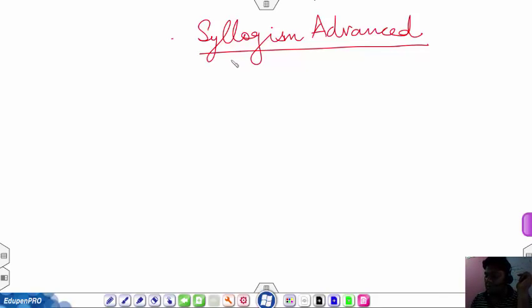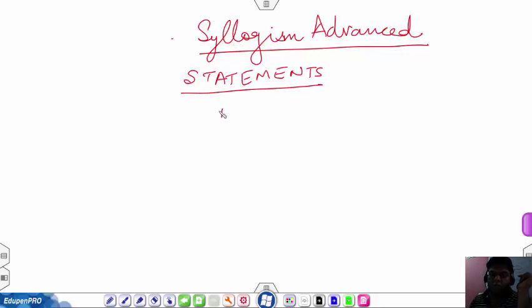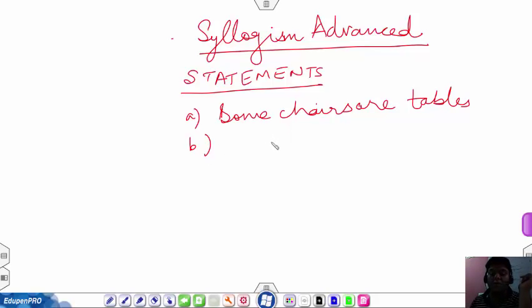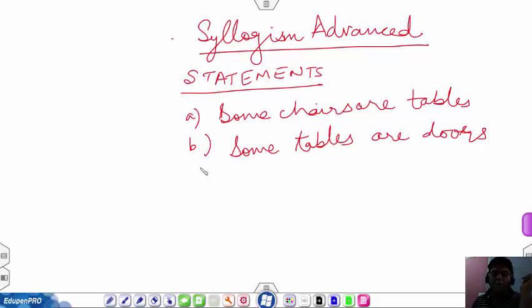So let's have a sample question. The question says there are two statements given by the author. The first statement says some chairs are tables. And we have a second statement which says some tables are doors. You can fabricate your own questions as well. It's not necessary. I'm just giving you a random example to make you understand.